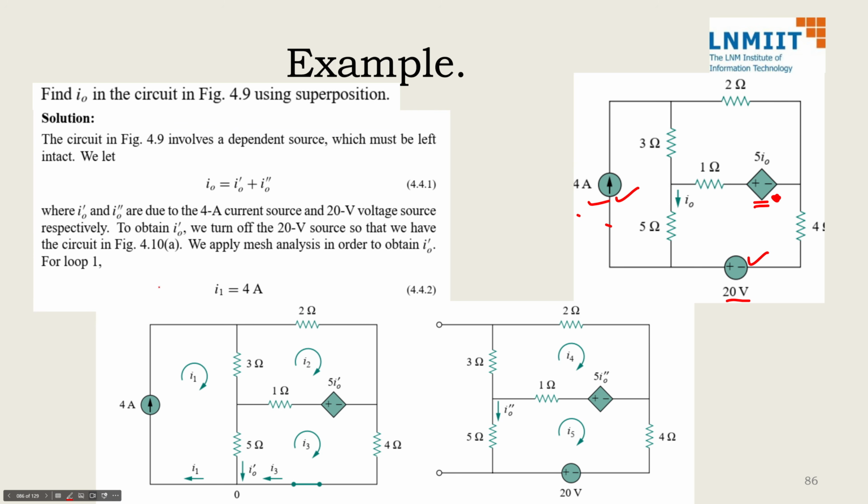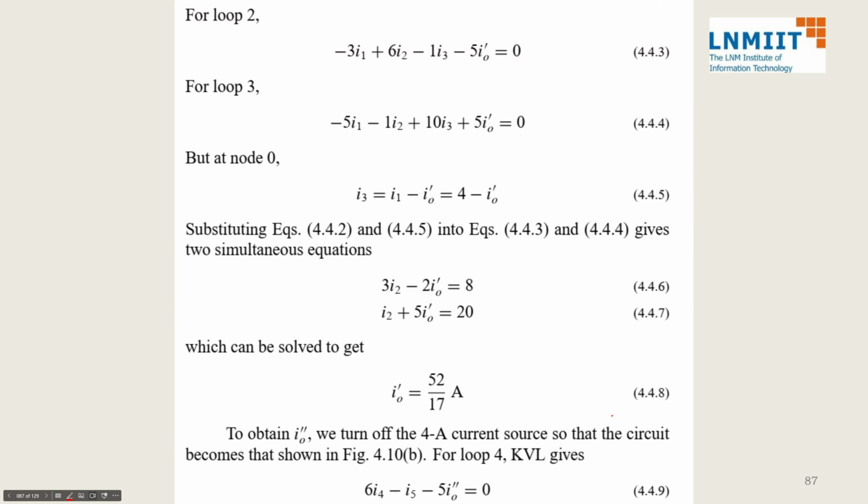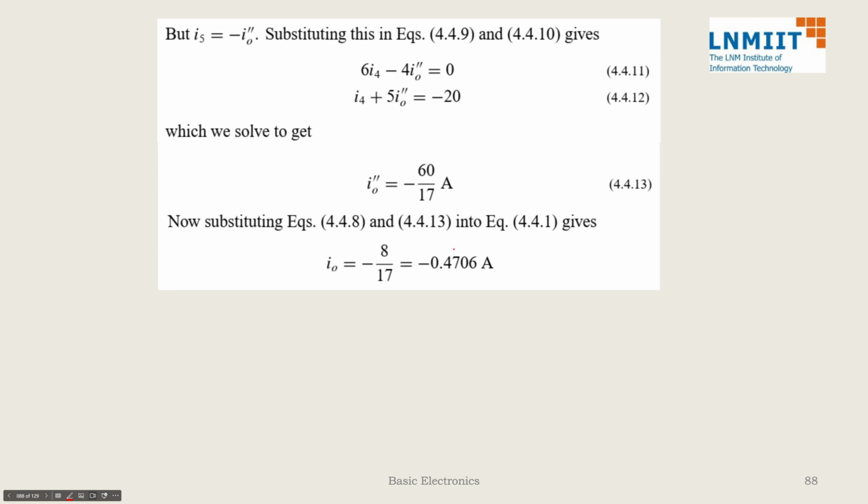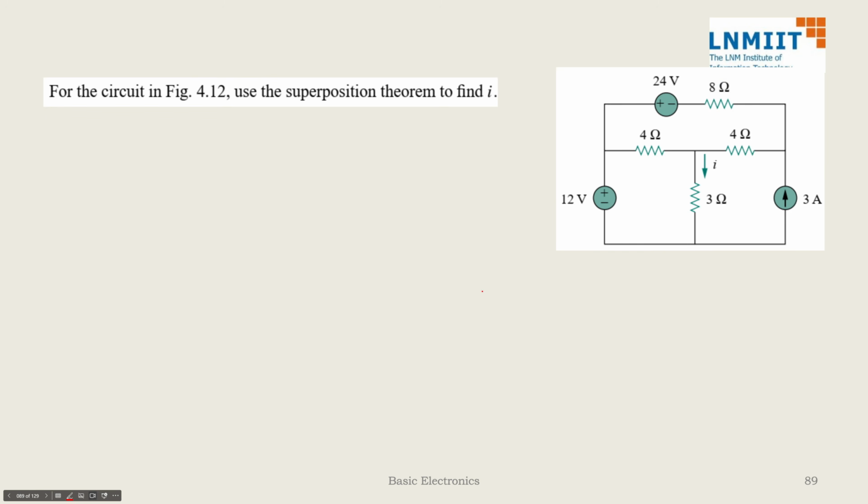So you can see that this is my case number 1, where we have disabled this 4 ampere source from here. So this still remains. And the second case also, we will see that here when we have disabled this voltage source with a short circuit, we have replaced it, this will remain. So I will calculate one input from here, one output component from here, one output component from here, and then we will join both of them and we will get our final answer.